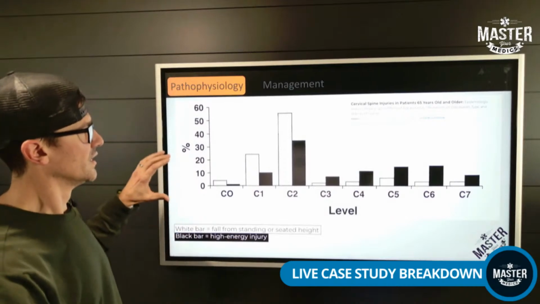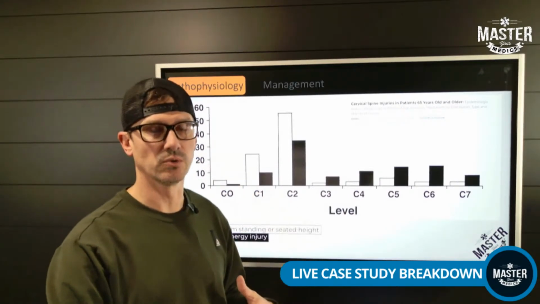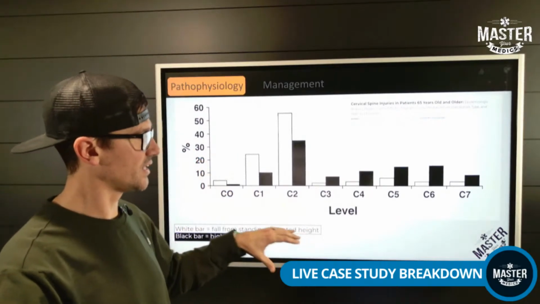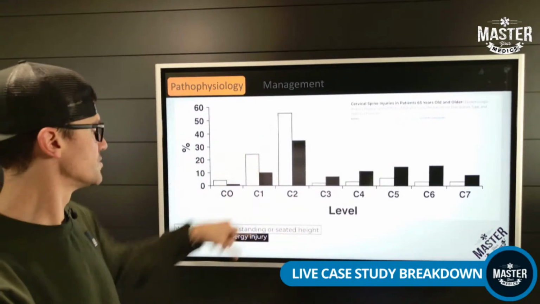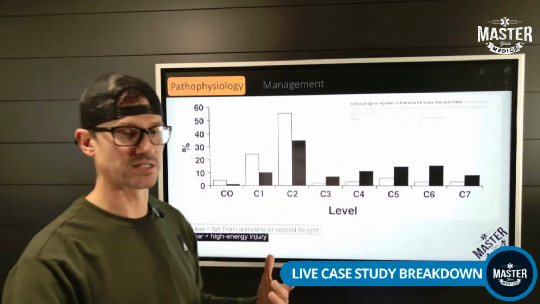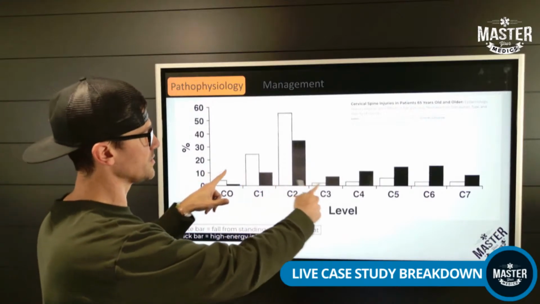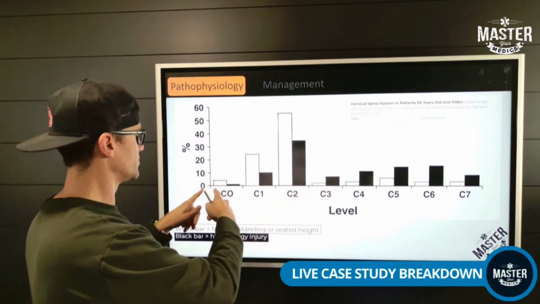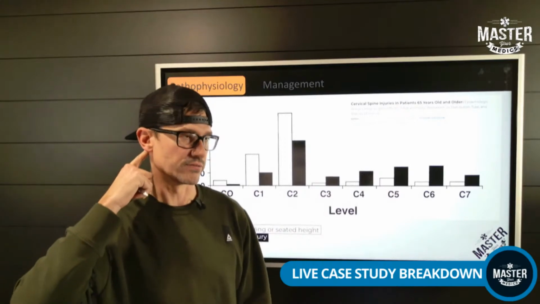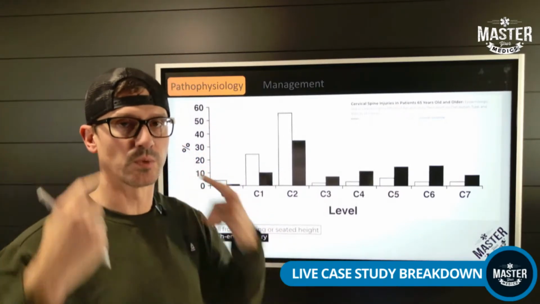All right, so this was a study that came out, a retrospective study on patients who had fallen from standing, being the white bars, or high energy impacts like a motor vehicle accident. If you look here at the relation of where these fractures are occurring, C0, that's the occipital region, the attachment points for tendons and ligaments and whatnot in the neck.